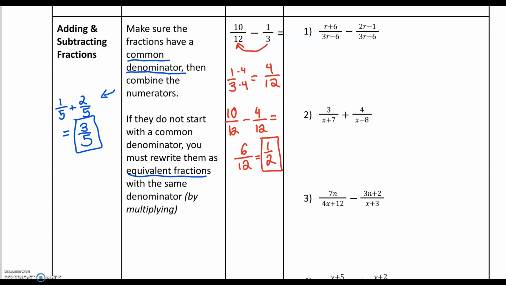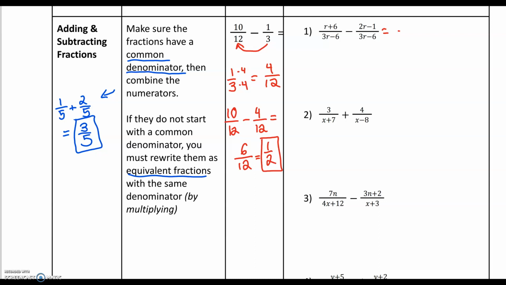Okay, so that's a review of how you subtract or add fractions with just integers. Let's go ahead and try some with rational expressions, realizing that the process is exactly the same, even though they're a little bit less friendly looking. Okay, number 1, we have r plus 6 over 3r minus 6, and we're subtracting 2r minus 1 over 3r minus 6. The good news about this one is they have a common denominator, so you don't have to convert either of them to be a common denominator.